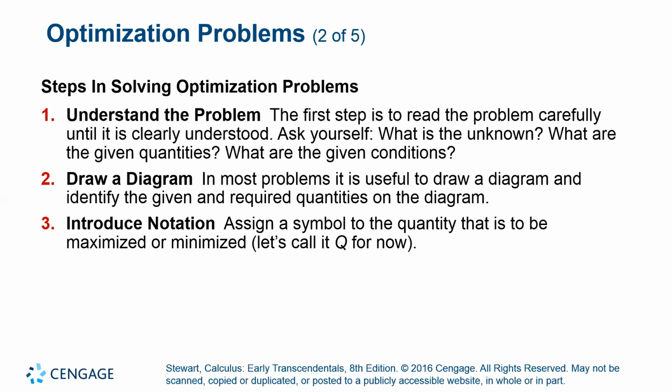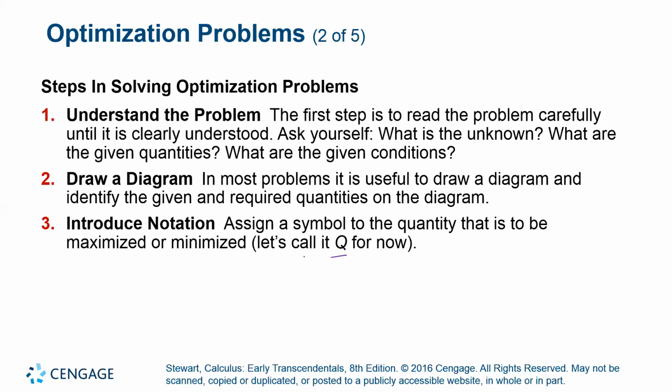And then draw a diagram, if appropriate, if you can. And then also introduce a symbol for the quantity that is to be optimized, in other words, either to maximize or to minimize. And then we can call that quantity Q.